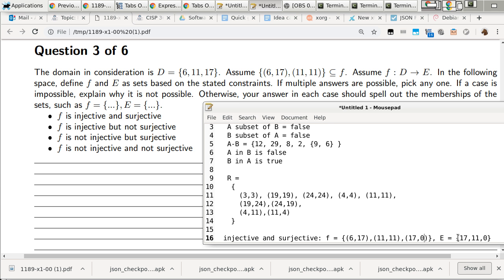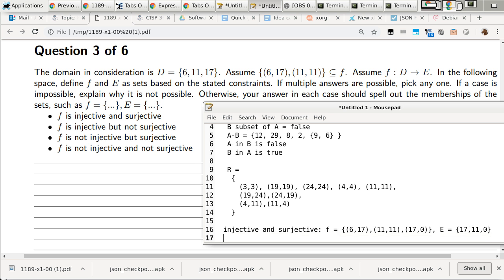I can also tell you what is not going to work. This is already working, but somebody says, but I can just give you more items here. So instead of just 17, 11, 0 in E, we'll just also have 1 and 2 and 3 and so on and so forth. That will break it too, because now it's not surjective anymore. Surjection means every element in the codomain has to be mapped to. Okay, so this is one example for the first case. Second case is injective but not surjective.